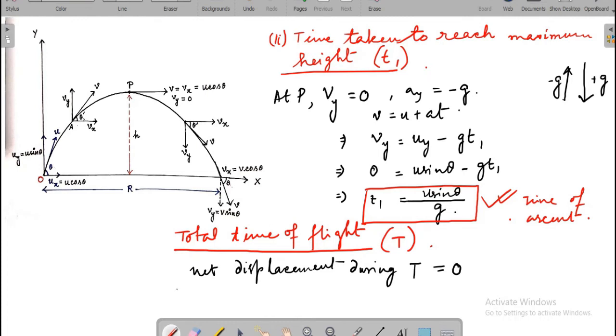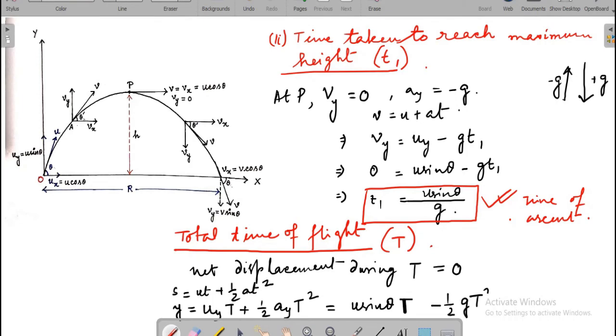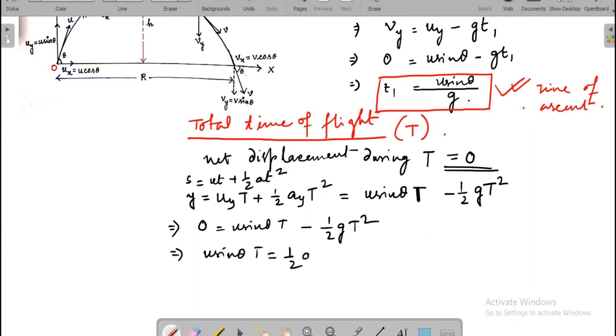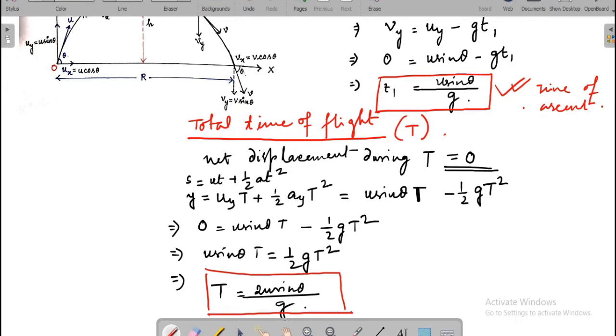Therefore, we know the relation s is equal to ut plus half at square. We are considering here the vertical component. So y is equal to uy into capital T plus half ay into capital T square. We can write u sine theta into capital T minus half g into capital T square. Therefore, net displacement is 0, so y is equal to 0 is equal to u sine theta into capital T minus half g T square. So we can write u sine theta capital T is equal to half g T square, or capital T is equal to 2u sine theta by g. This is time of flight of the projectile.